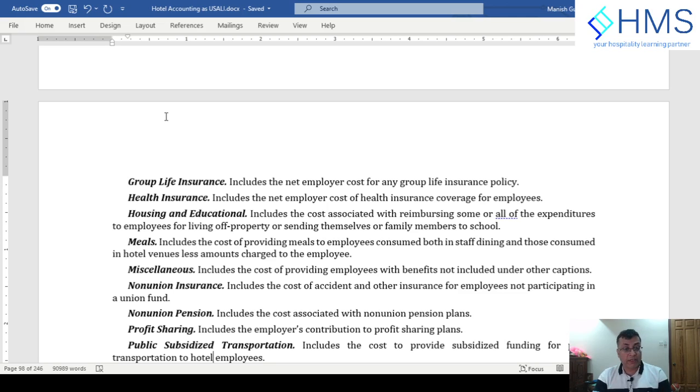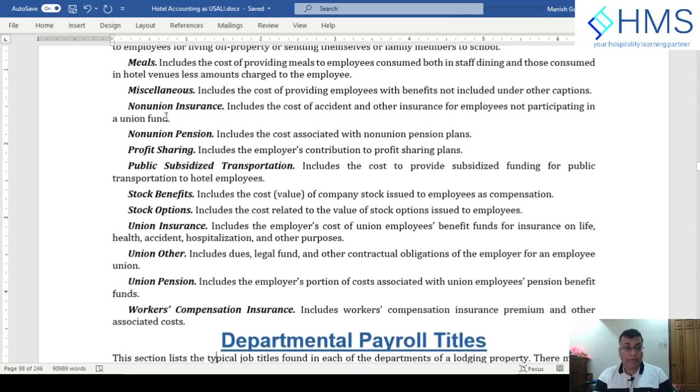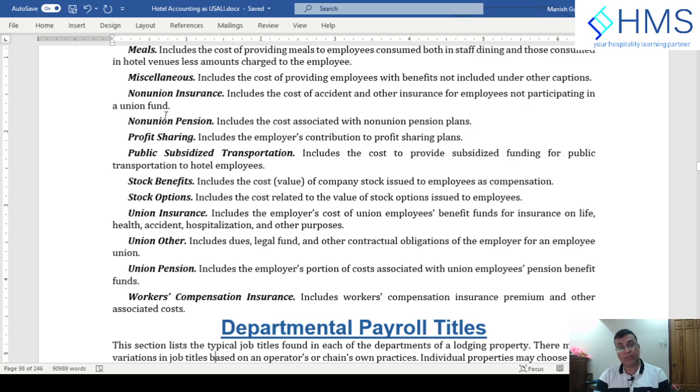Then you have other insurance, the local national insurance or bonus of the employees, then public subsidized transportation, or the employee stock options, or the workman compensation insurance, which are to the benefit of the employee. So you can see the list of all the expenses which go into the employee benefits. Certain countries may not have all these benefit lines. They may have different lines of employee benefits. So it depends on the country in which the hotel is.